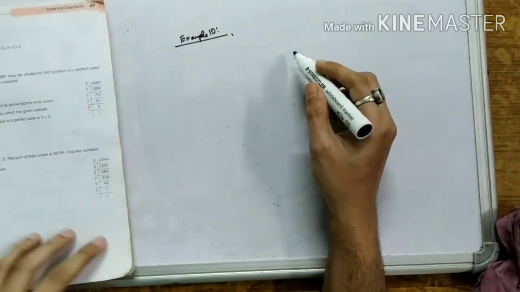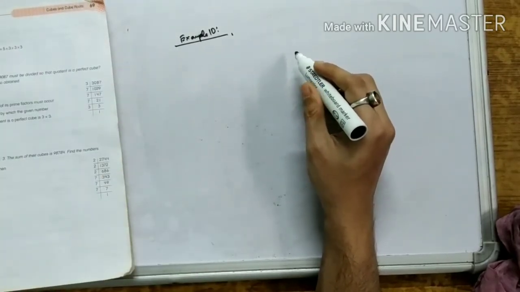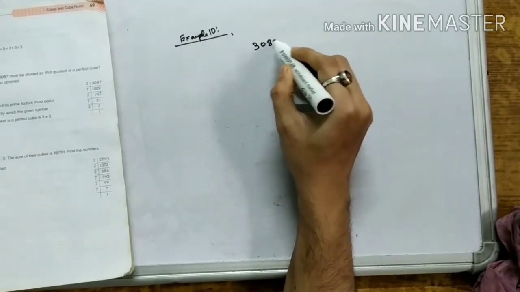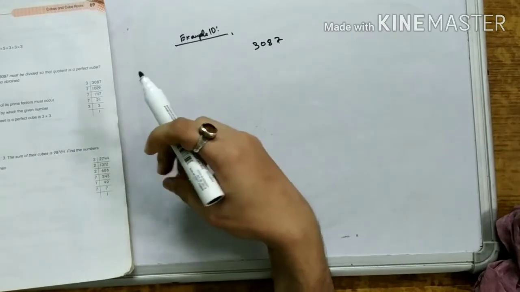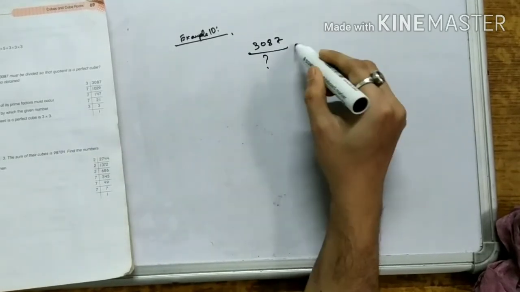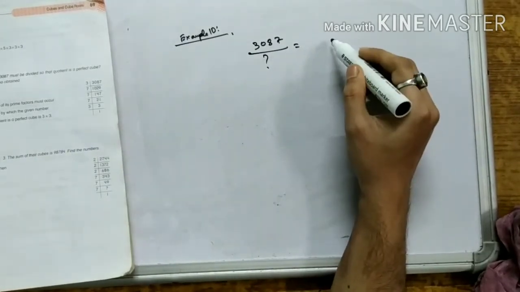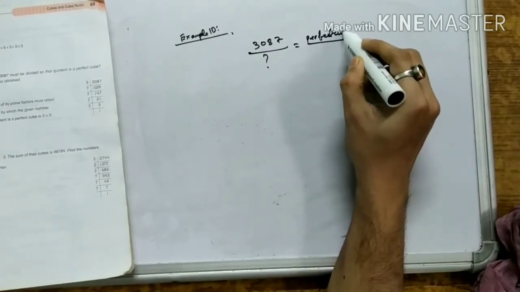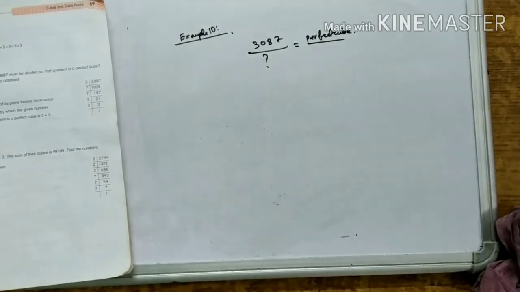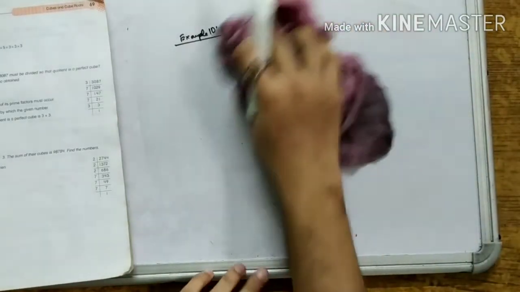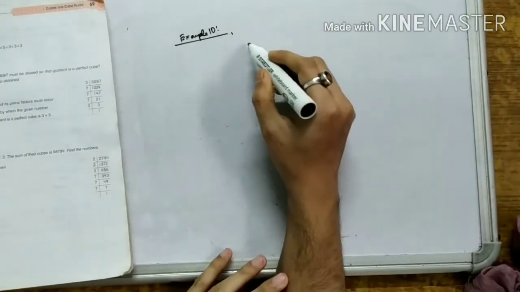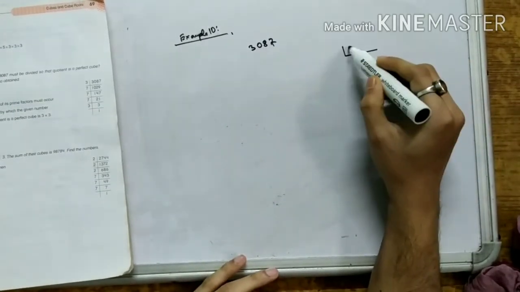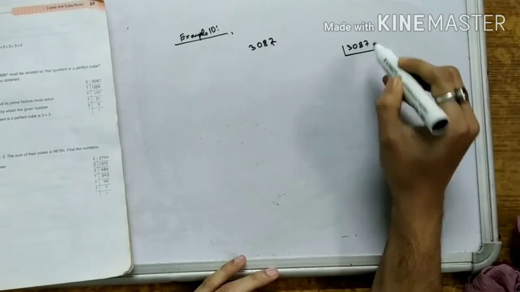Okay, what is the smallest number by which 3087 must be divided so that their quotient becomes a perfect cube? So this one, as we have done in square root, same thing. Again we will take out the prime factorization of 3087.